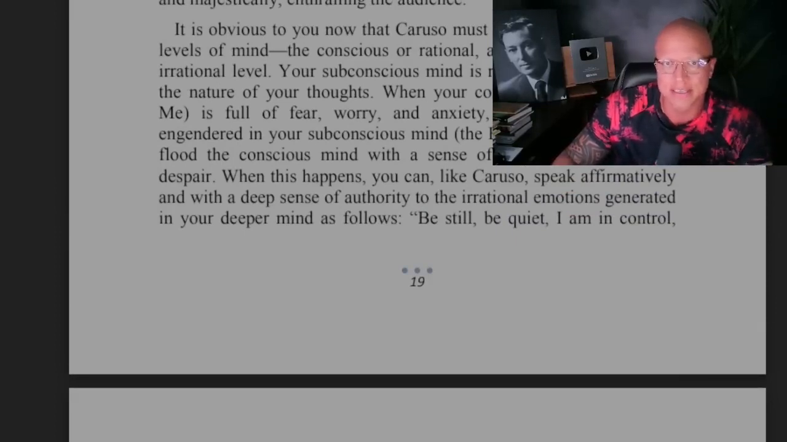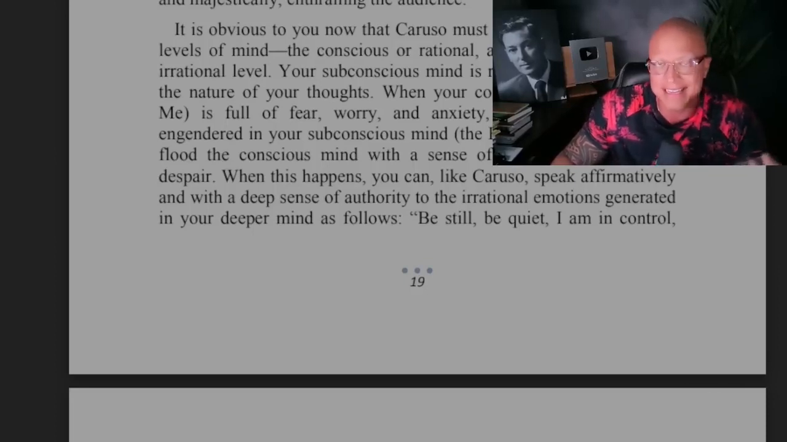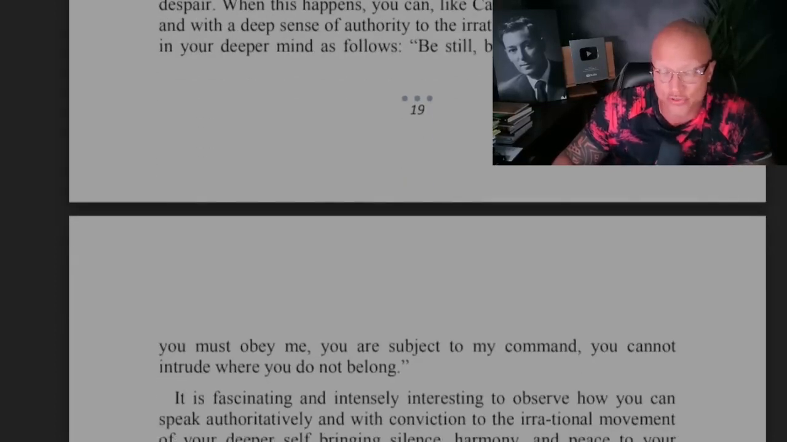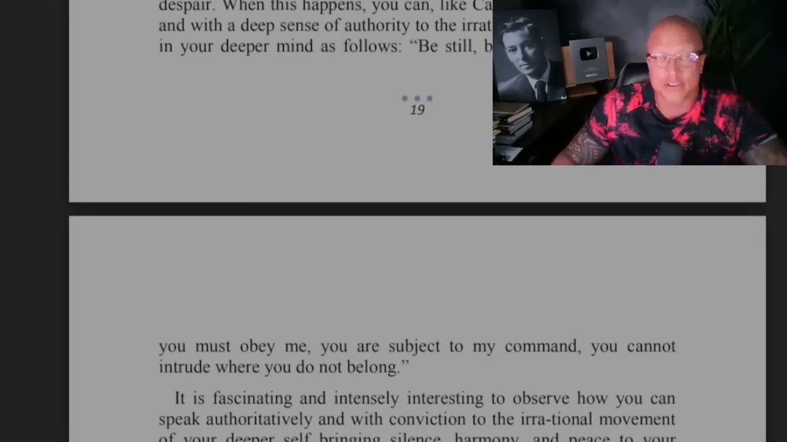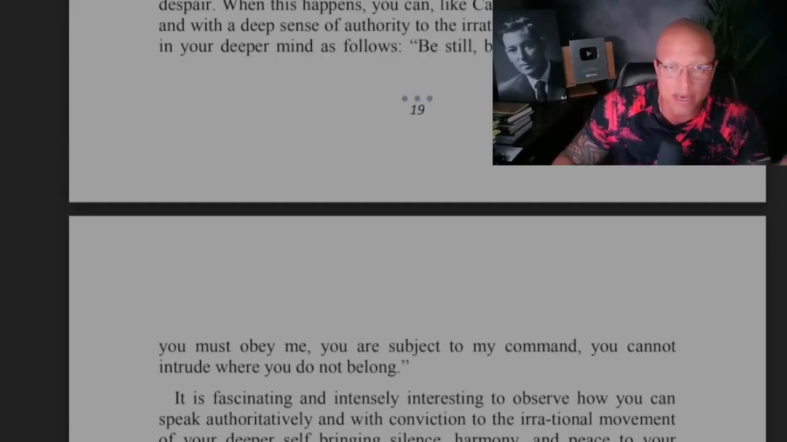but you're just saying certain statements like be still, be quiet, I am in control of you, because the conscious mind is in control of the subconscious mind. You must obey me. And that's in truth, the objective is in control of the subjective. Even though the subjective creates everything, the conscious mind is in control of the subconscious mind. So you can actually do this. You must obey me. You are subject to my command. You cannot intrude where you do not belong.